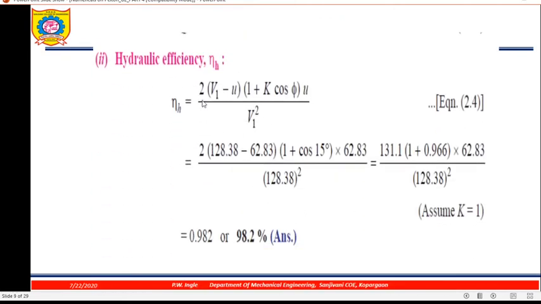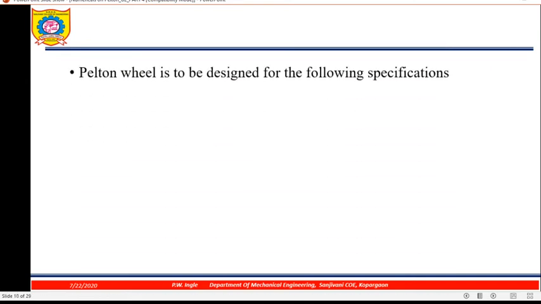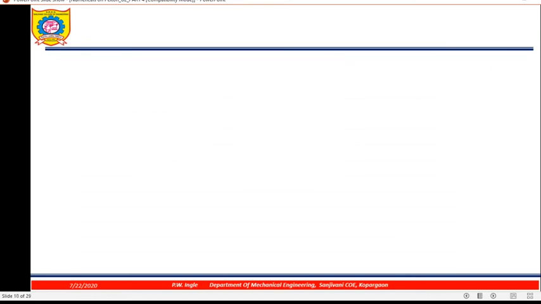Then hydraulic efficiency. So this formula also we have discussed. 2 in bracket (V1 minus U) into (1 plus K cos phi), divided by V1 squared. So K is 1. You are getting the hydraulic efficiency as 98.2. Now see the problem number 3.